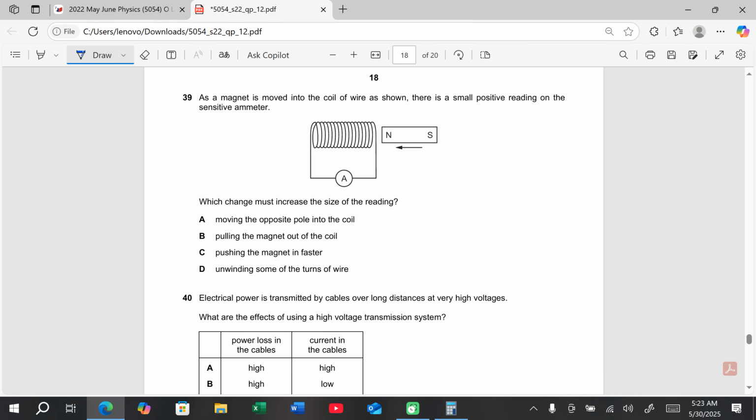As a magnet is moved into the coil of the wire as shown, there is a small positive reading on the sensitive ammeter. Which change must increase the size of the reading? Moving in opposite, no, it is going to change the direction of the deflection but not the size of the reading. Pulling the magnet out of the coil can change it but does not increase the size. Pushing the magnet faster, yes, this can be one of the reasons. Unwinding, no, that's not. So C is the right answer. Because if you increase the speed of the magnet, the rate of change of magnetic flux will be faster, therefore the size of the current will be larger.